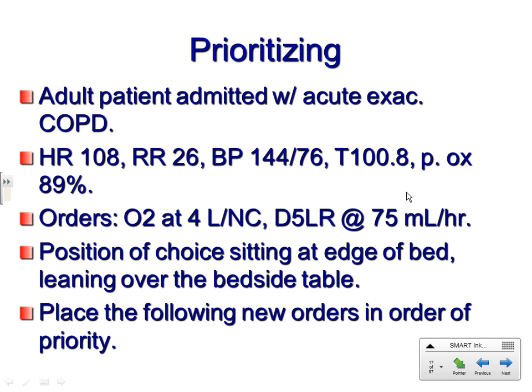And now we're going to prioritize, because again, that's a lot of that on the NCLEX. We have an adult patient admitted with acute exacerbation of COPD. His heart rate is 108, respiratory rate is 26, blood pressure 144/76. Temp is 100.8, pulse ox is 89%. His orders are O2 at 4 liters, D5LR at 75 milliliters an hour. His position of choice is sitting up on the edge of the bed, leaning over the bedside table.